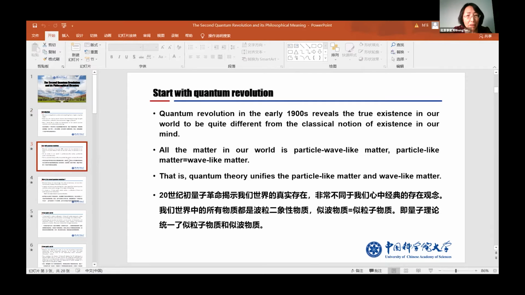We start with the quantum revolution. The quantum revolution in the early 1900s revealed that the true nature of our world is quite different from the classical notion in our minds. Matter in our world is particle-like matter, and particle-like matter equals wave-like matter. That's it. Quantum theory unifies particle-like matter and wave-like matter.